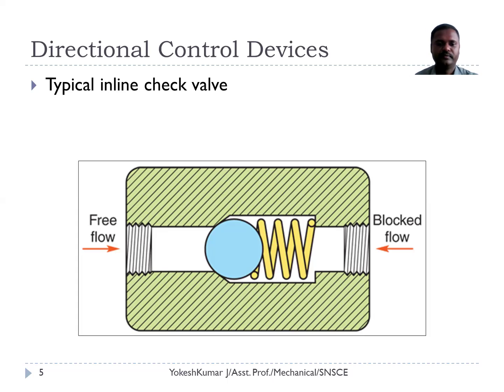right hand side. So when there is any pressure drop in the left hand side, the spring pressure will be higher than that of oil pressure. The ball will slide from right hand side to left hand side, and the port will be completely blocked. So reverse flow cannot be possible, that is right hand side to left hand side.